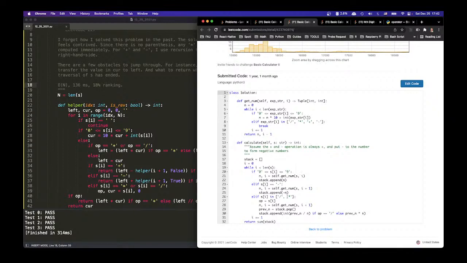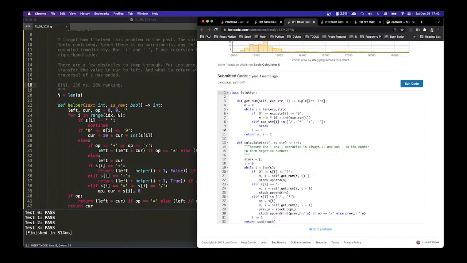Oh, negative value. Put negative to the numbers to form negative. I remember this. So if I have a negative, I just append a negative value. Huh. How do you reason that? So 1 minus 3 minus 2 was 1 plus minus 3 plus minus 2. Oh. Oh, yeah.